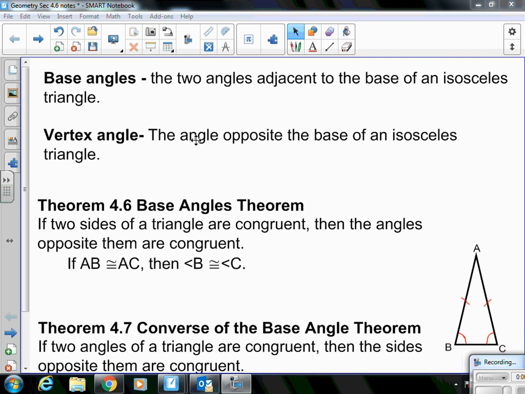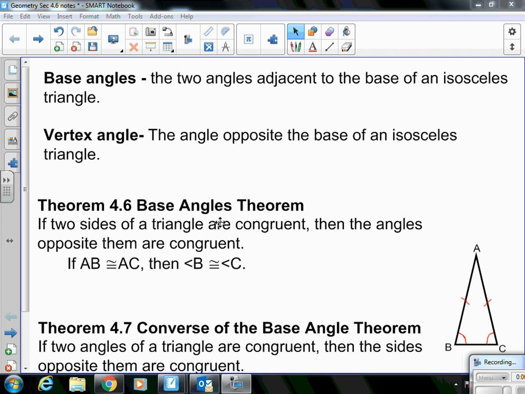The vertex angle is going to be the angle opposite the base of an isosceles triangle. So if I got an isosceles triangle here, the base down here BC, the vertex angle would be angle A. And angle B and C would be the base angles.